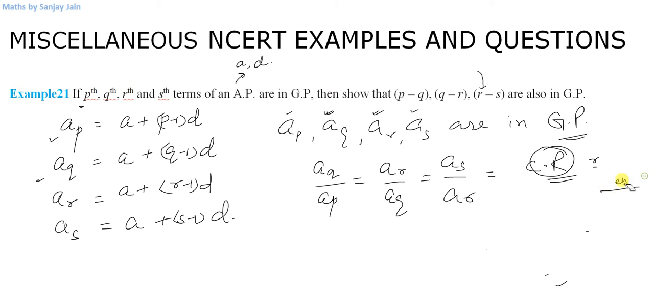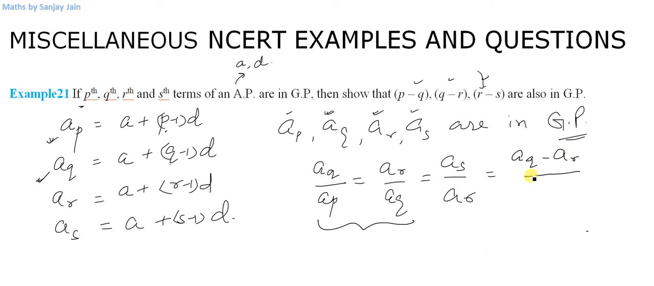Why am I doing this? Because I want to create these terms, p minus q, q minus r, r minus s. And if you notice, if I subtract ap minus aq, I will have (p minus q) into d. Let me show you. If these two ratios are equal, then can I say this is also equal to (aq minus ar) divided by (ap minus aq)? Yes.